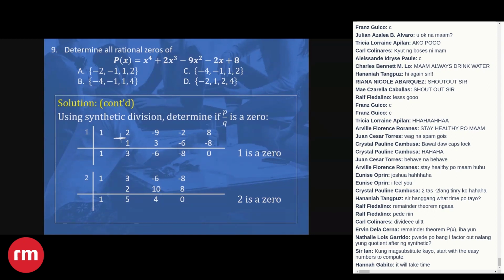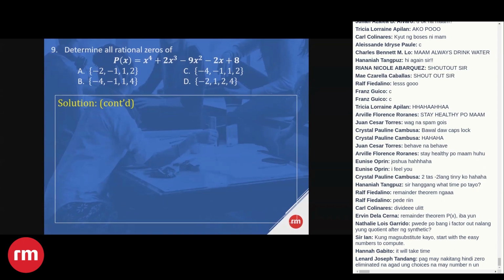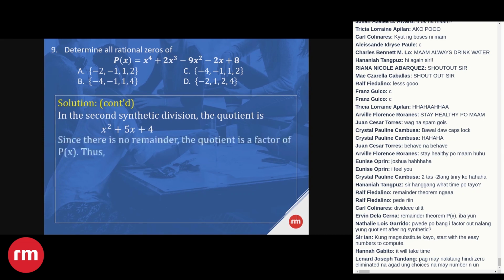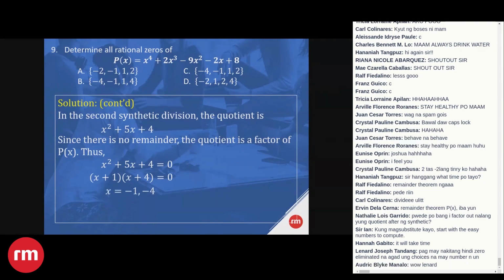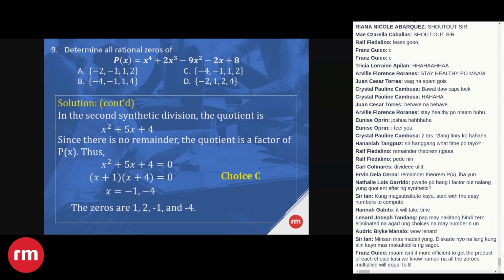Kapag naging quadratic na, you don't have to do synthetic division ulit. Ang pwede niyong gawin is that you just extract that quadratic expression and do factoring para makuha yung last two zeros. So in that case, you have x squared plus 5x plus 4. This is factorable into x plus 1, x plus 4. So that is, the remaining two zeros are negative 1 and negative 4. So that's why, if you collect the other two zeros that we had a while ago, the zeros are 1, 2, negative 1, and negative 4, which is given by letter C.